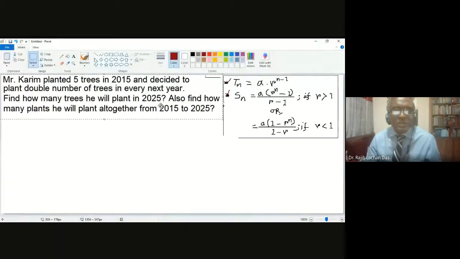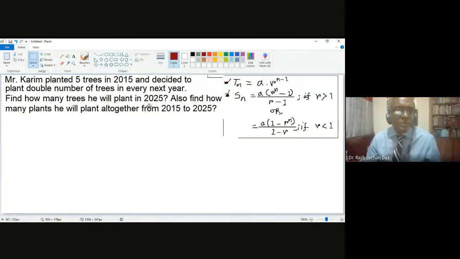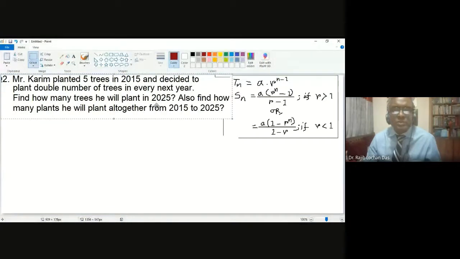Now let us solve this problem. This is question number 2. Now it is geometric. How? Because in the question it is written every time double. Every time double means r equal to 2. So when you multiply by 2, this is geometric. This is geometric, very simple. In the beginning you will write this. This is important.